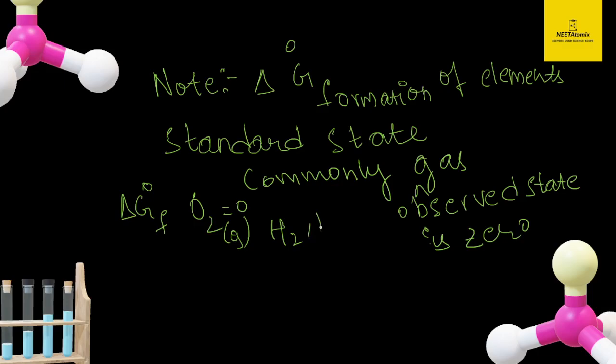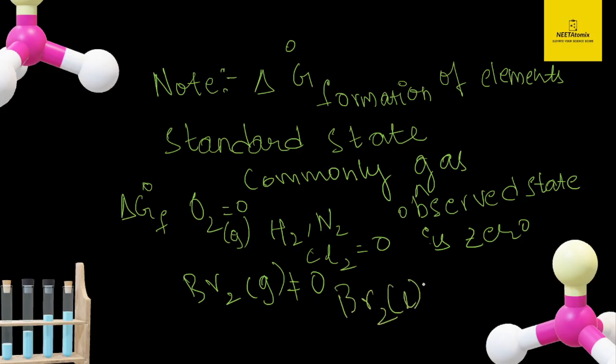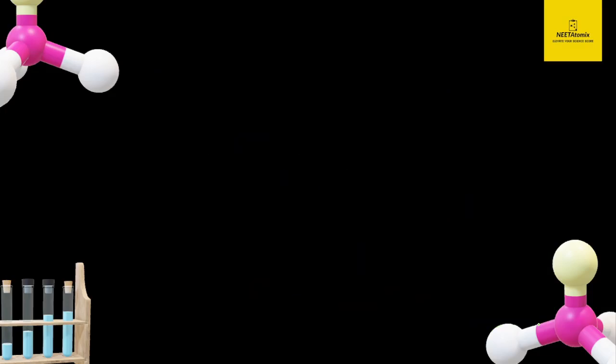H2, N2, Cl2 are equal to 0. Br2 cannot exist in gaseous state; the commonly observed state of bromine is liquid, so it becomes 0. In the same way, iodine cannot be expressed in gaseous state. The commonly observed state is solid, so that is equal to 0. We will study with an example.